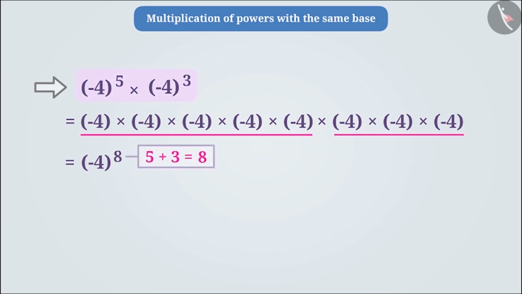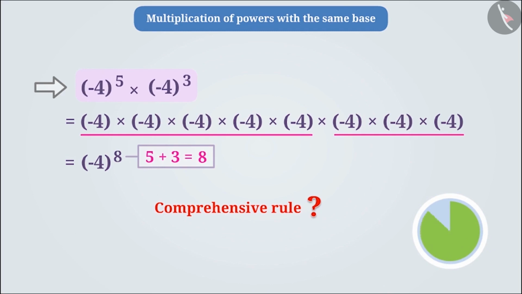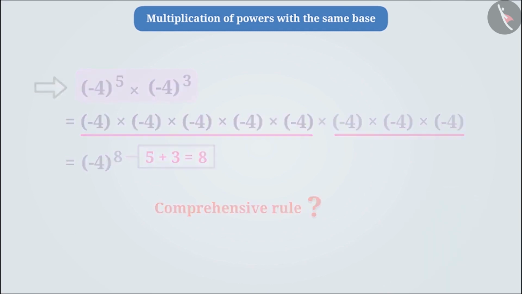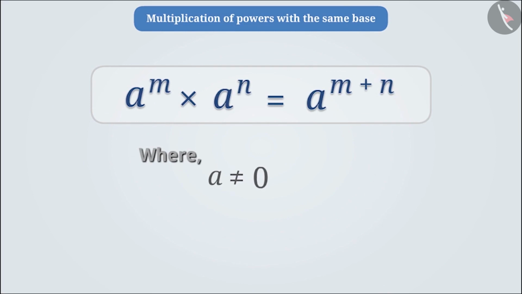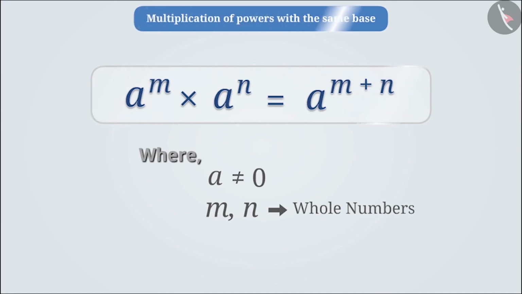Based on these examples, can you make a comprehensive rule for multiplying the powers of the same base? Think a little. You are absolutely correct. We can say that for a non-zero integer a and whole numbers m and n, a to the power of m into a to the power of n is equal to a to the power of m plus n. This means that if there is an exponent in the numbers to be multiplied, then we will add all the powers and write the result as the power of the base.